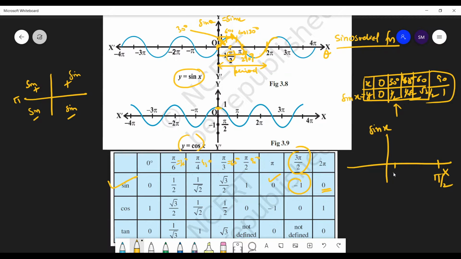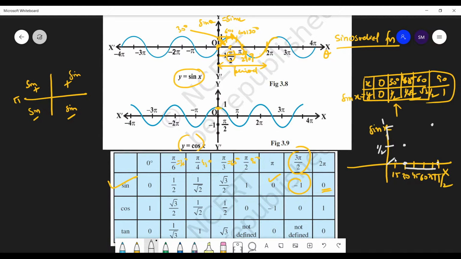Like 15, 30, 45, 60, 75, like this. And here also, this is half and this is 1. So at 30 degree, sine 30 is half. See, in 30 degree itself it reaches the midway. Now the slope will start. So it means the slope is more here. Now the slope will start decreasing, because in the next 60 degree it will only reach up to 1.